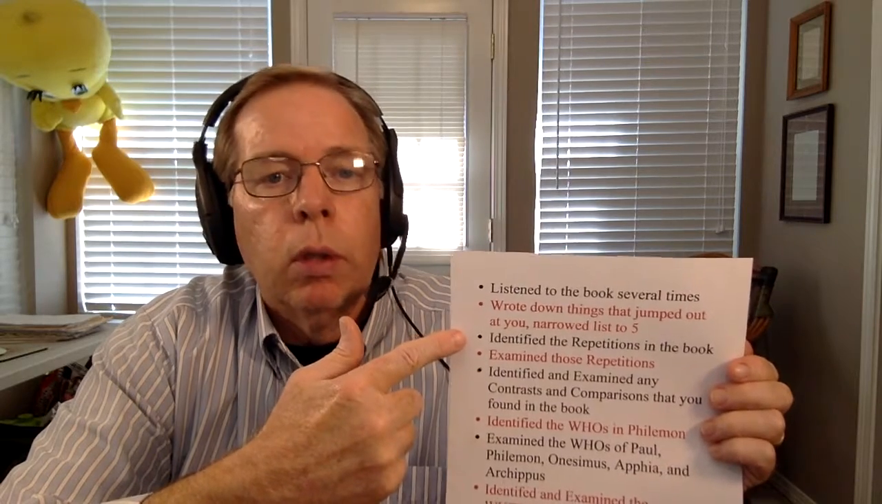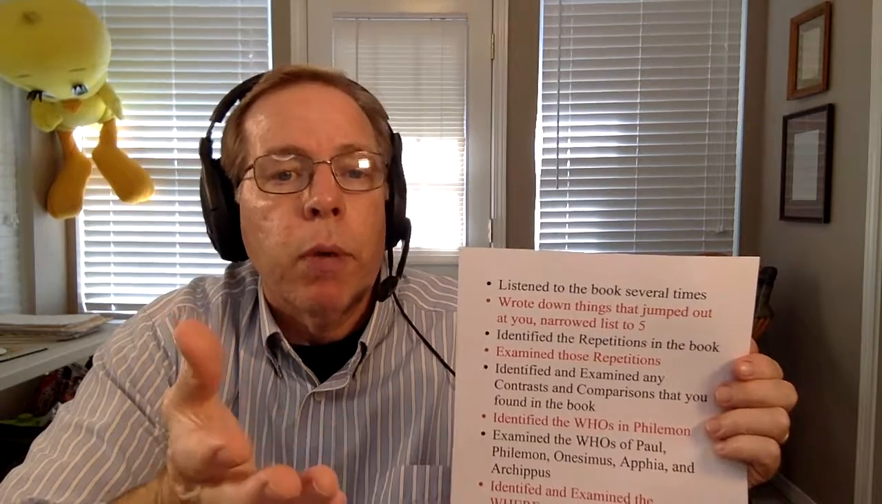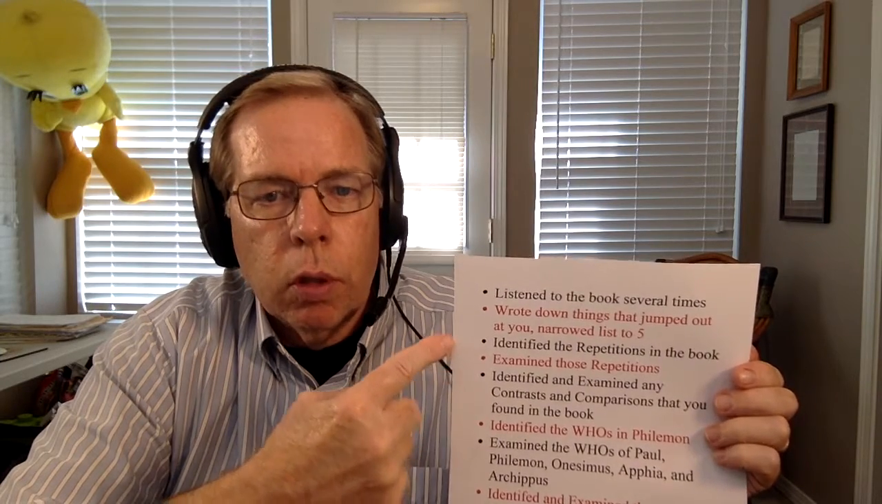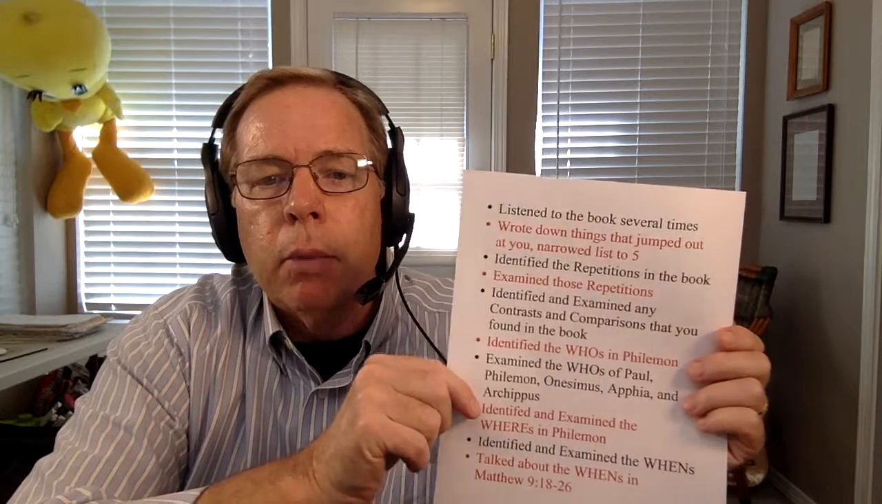So you learned that one of the observational clues we work with is repetitions, and that's one of the most important observational clues. You also examined those repetitions, so you learned that there are 2 sub-steps to the step of observation: identify and examine. Then you learned 2 other observational clues: contrast and comparisons. And so you identified and examined any contrast and comparisons that you found in the book of Philemon.